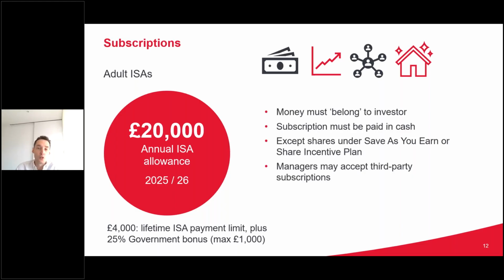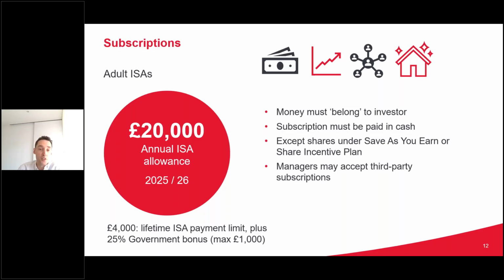A couple of other rules on subscriptions. The money being funded into the ISA must belong to the investor. What that means is your employer can't pay into your ISA for you. You have to pay in of your own funds. Subscriptions must always be made in cash, so you can't do an in-specie subscription to an ISA. That's not allowed under the rules.